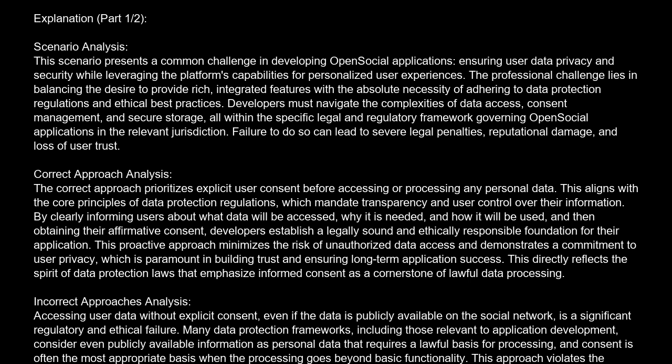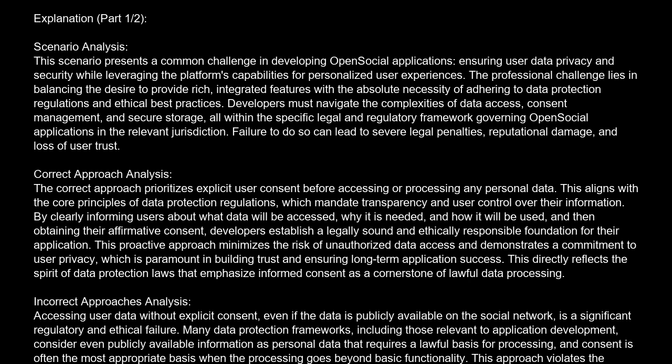This proactive approach minimizes the risk of unauthorized data access and demonstrates a commitment to user privacy, which is paramount in building trust and ensuring long-term application success. This directly reflects the spirit of data protection laws that emphasize informed consent as a cornerstone of lawful data processing.